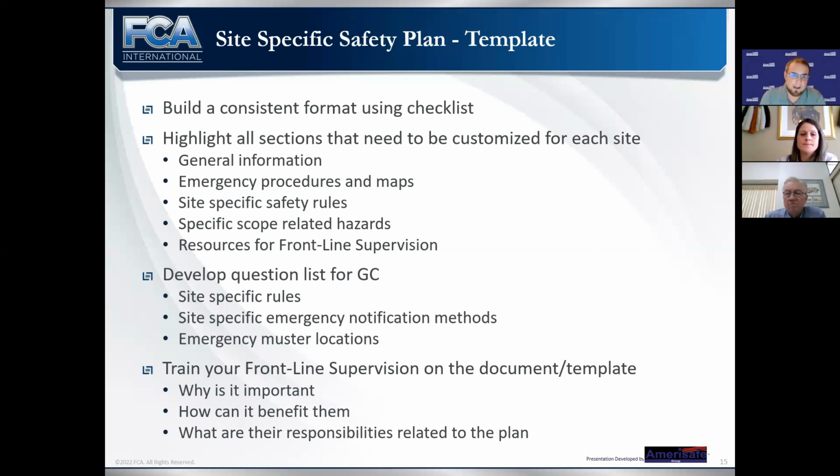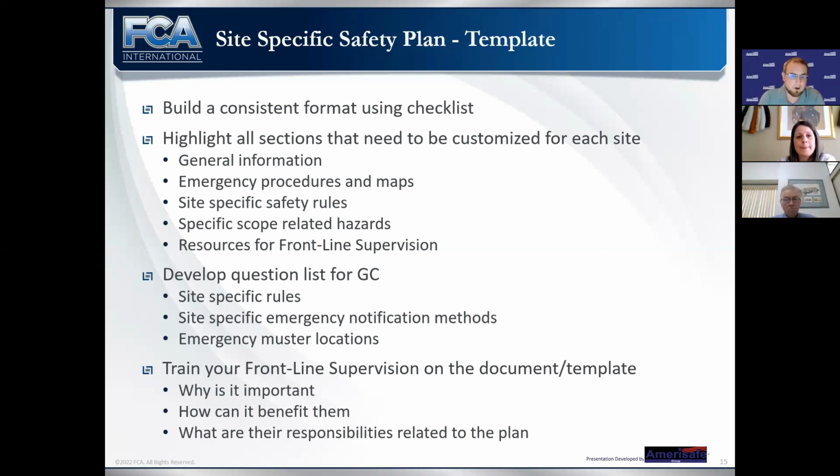Then with that template, you want to highlight all the sections that need to be customized for each site. That general information section, the emergency maps and procedures, those are all going to have to be specific to the site. If a general contractor requires safety rules above and beyond what is in your safety manual, those are going to be specific to that site. Same with those specific scope hazards. The resources for the frontline supervision, most of that information is taken from what is already listed above there. Right? So those resources for that frontline supervision really need to be customized each time.